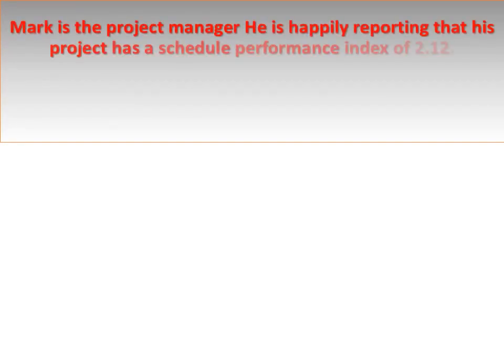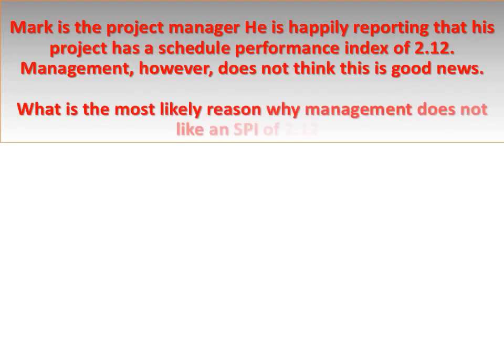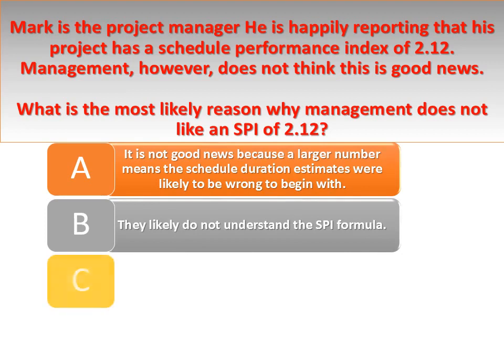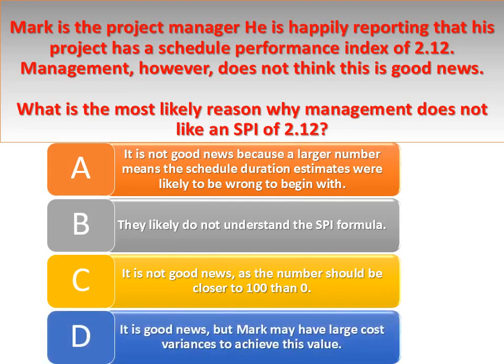Question number 14. Mark is the project manager. He is happily reporting that his project has a schedule performance index of 2.12. Management, however, does not think this is good news. What is the most likely reason why management does not like an SPI of 2.12? A. It is not good news because a larger number means the schedule duration estimates were likely to be wrong to begin with. B. They likely do not understand the SPI formula. C. It is not good news, as the number should be closer to 100 than 0. D. It is good news, but Mark may have large cost variances to achieve this value.